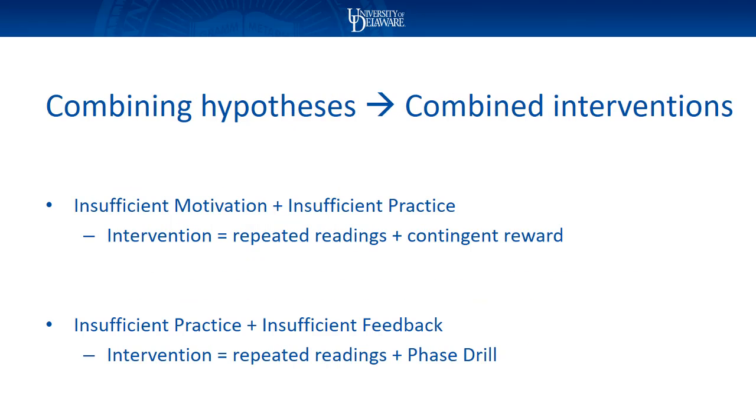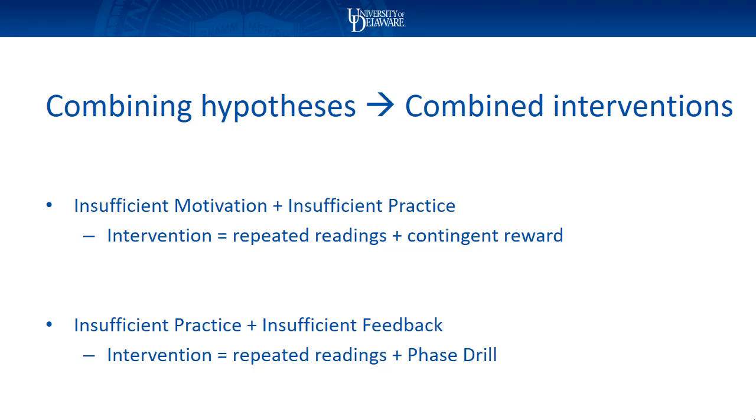In a BEA, it's also acceptable to combine hypotheses and to test a combined intervention package. For example, you might consider that the hypothesis is the student lacks motivation and practice, so you might generate an intervention that combines repeated readings, which is for practice, and contingent reinforcer or reward to support the motivation. And you can compare the combined intervention versus either one of those things alone.